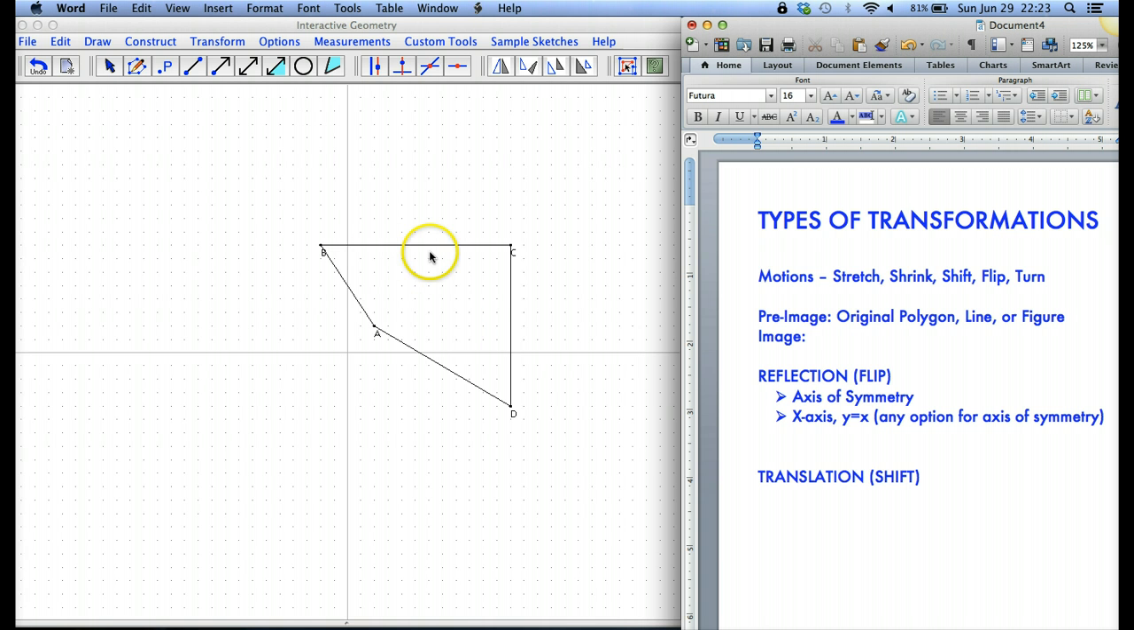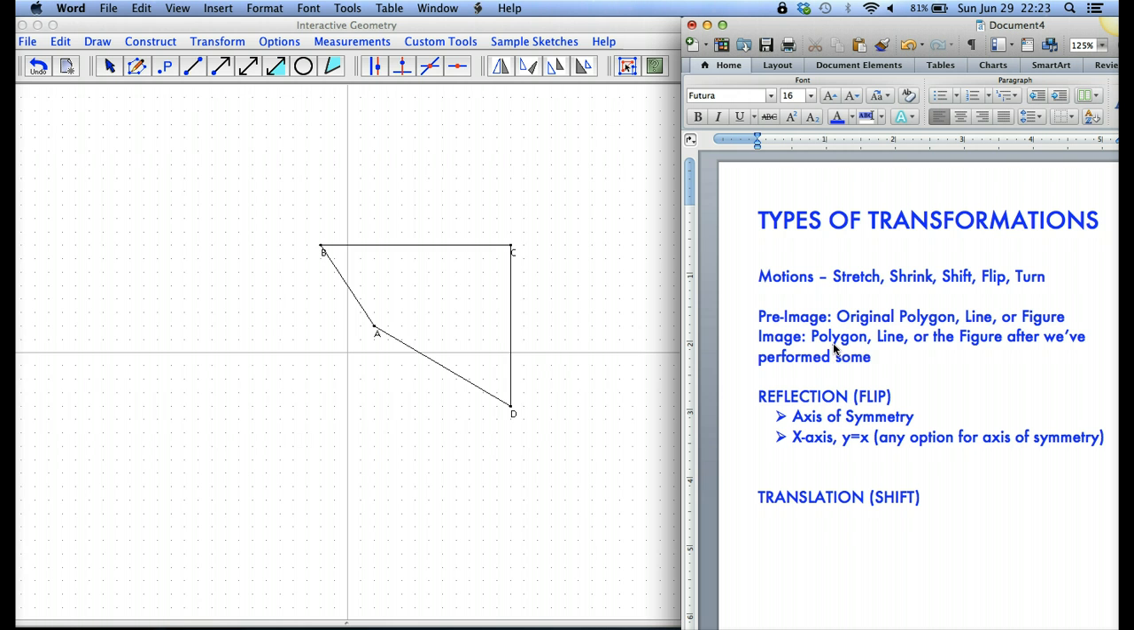It's our original polygon, line, or figure, meaning that we haven't performed any kind of motion on it yet. Say I wanted to flip this thing. The image that I got, that new picture, would be called my image. It is the polygon, the line, or the figure after we've performed some kind of a transformation on it.